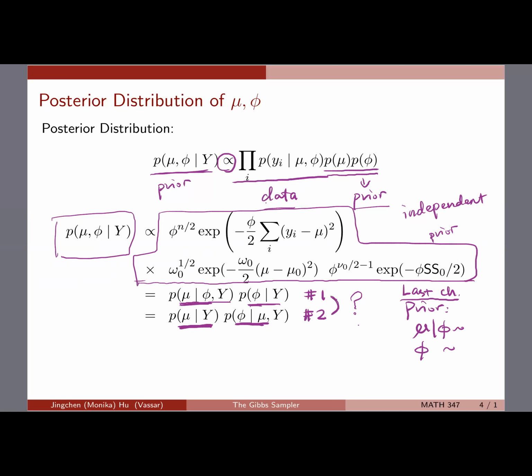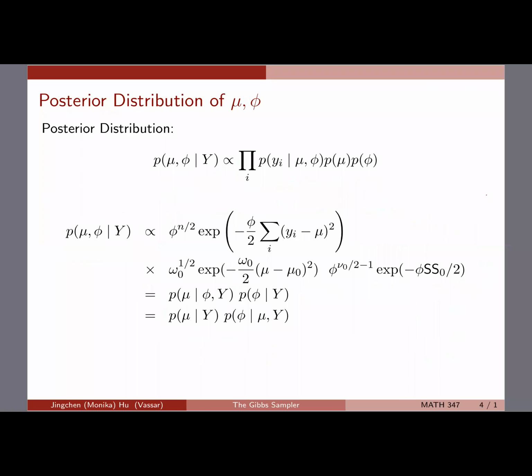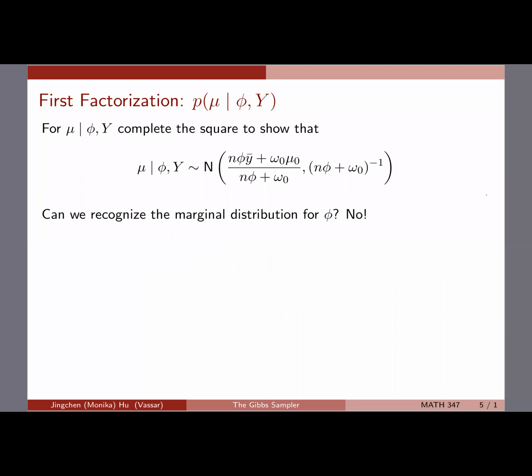Given any new situation, this will be a good start. If it's two parameters, you have two ways to factorize it. Which one is going to give me a better result? Better result meaning that I will be able to use a computer to sample it. So this is the question at hand, and I would like you to maybe try both ways.